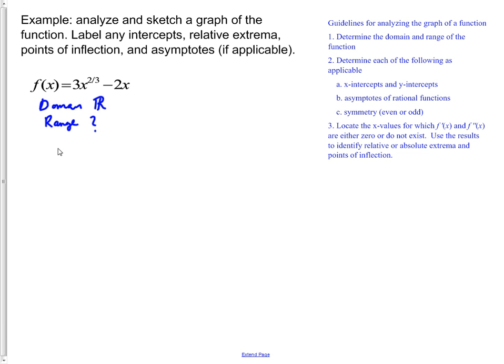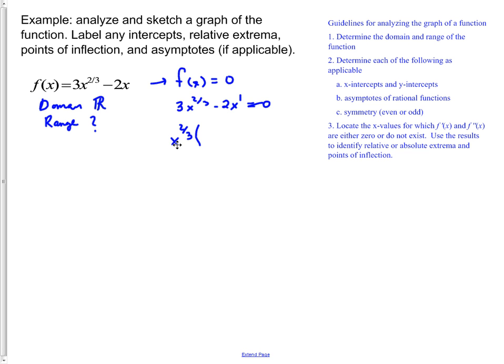How about x and y intercepts? Well, of course, x and y intercepts are found by setting the function equal to 0 for an x-intercept. So we set f of x equal to 0. See what happens if we take 3 times x to the 2/3 power minus 2x and set that equal to 0. We need to find a common factor. Well, this is x to the first. 2/3 is less than 1, so we can factor out x to the 2/3.